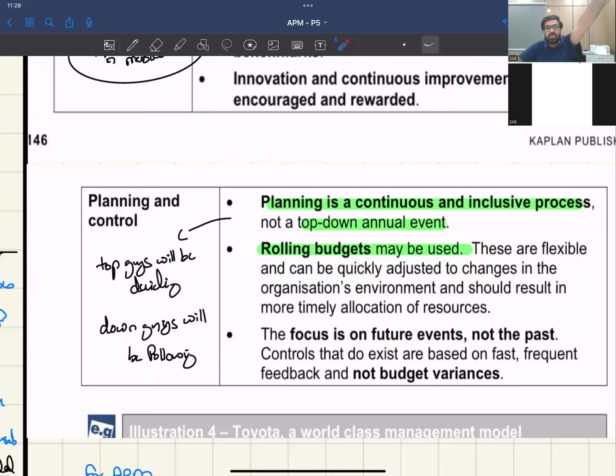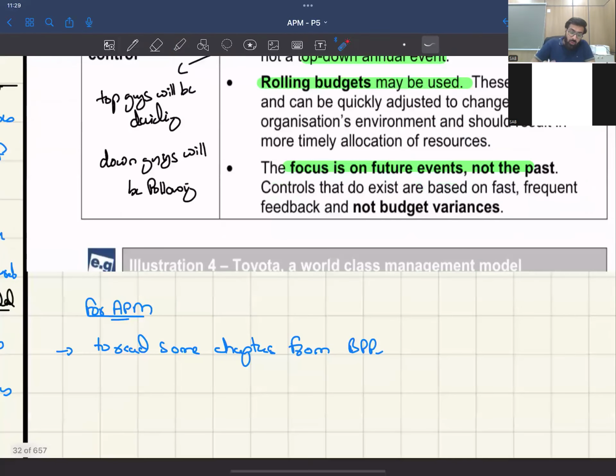Rather than making the full budget, you make a 3 months or 2 months budget, right? Quickly, it just changes in the organization. So the focus is on future events, not on the past. One thing to be successful, focus on the future rather than on the past. Control should be existing, right? And there should be fast and frequent feedback.